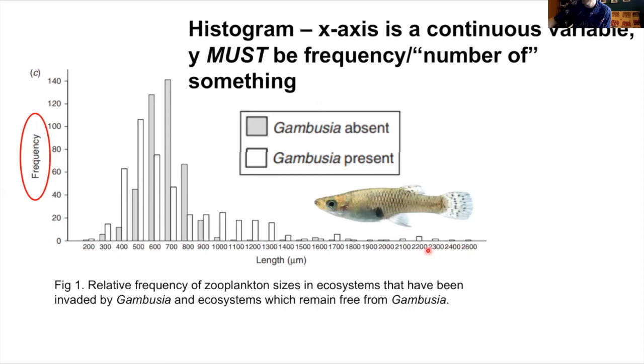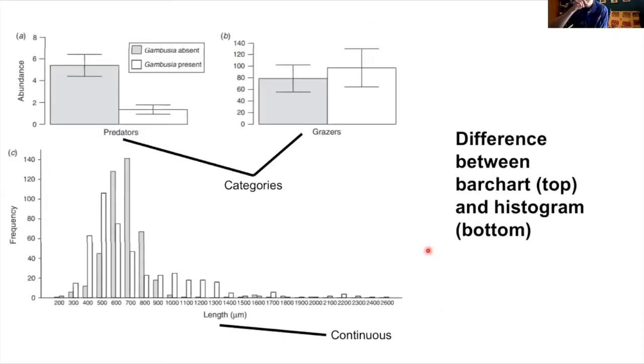Okay. So when we look at the difference here, these two graphs are taken from the same paper. So the difference between a bar chart and a histogram: categories, continuous. Also, this is abundance, this is frequency, okay?